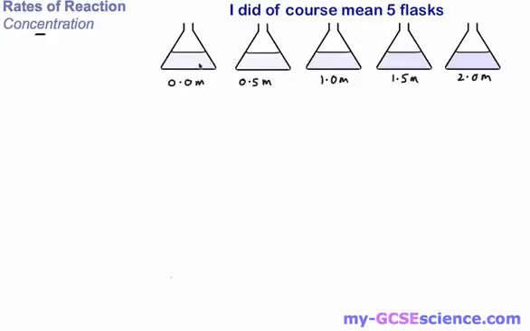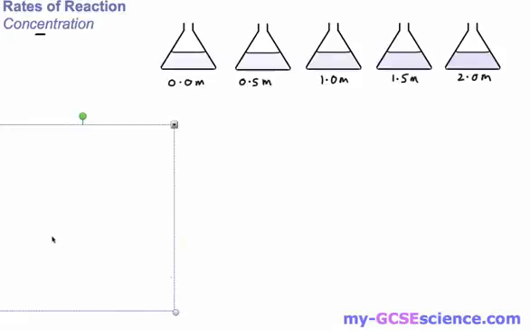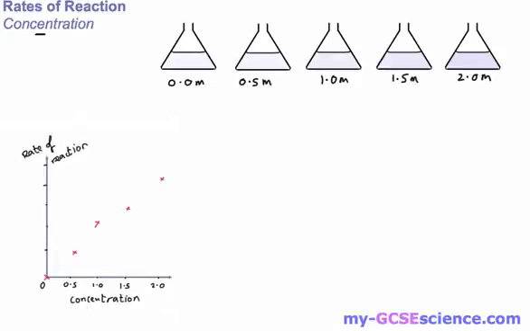Now we could look at the reaction, measure it in some way, either with gas given off or mass loss or wherever it is we want to measure, and we could plot the results like this. So we've got concentration along the bottom, forgot to add the units, and we've got rate of reaction along the side. I haven't added units there because it could be a whole variety of different things, but we could measure the reaction for each of these concentrations and see how it changed.